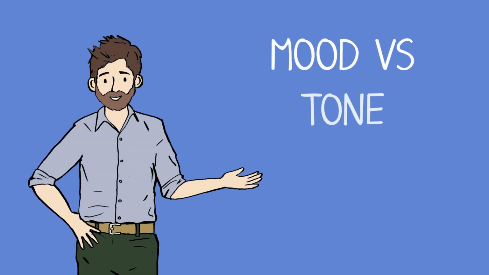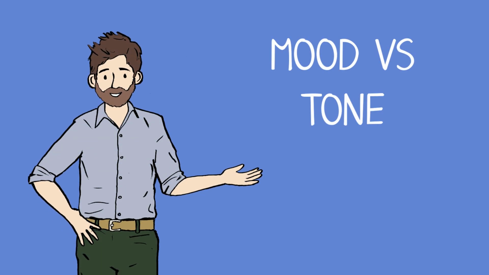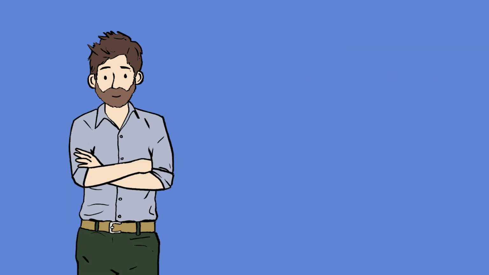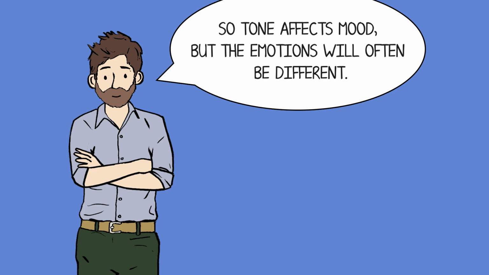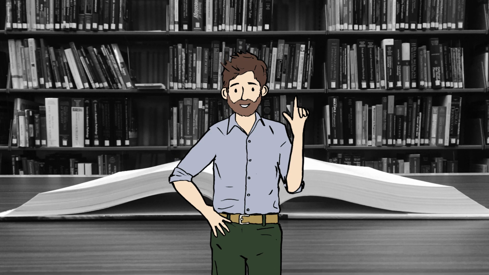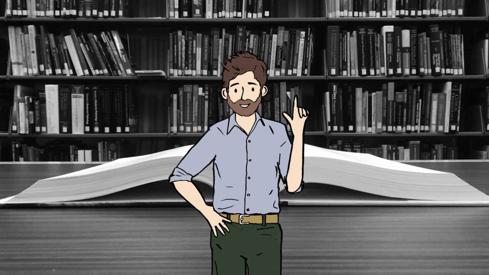To simply illustrate the difference between tone and mood, consider that while Scrooge's tone is regretful here, the mood created in the reader perhaps might be sympathetic or approving, since Scrooge is expressing remorse. So tone affects mood, but the emotions will often be different. Recognizing tone allows us to better interpret a writer's message and evaluate their intentions clearly.